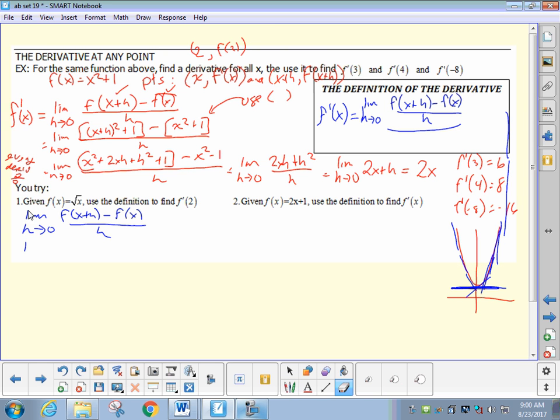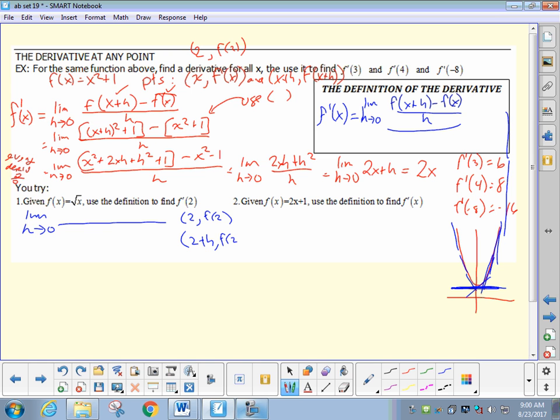Now is this specifically at a point or general x? At a specific point. So instead, the points would actually be 2, f at 2, and a point a little away, 2 plus h, f at 2 plus h. All right, so it's more like the first case we did, where you have an actual number in there.